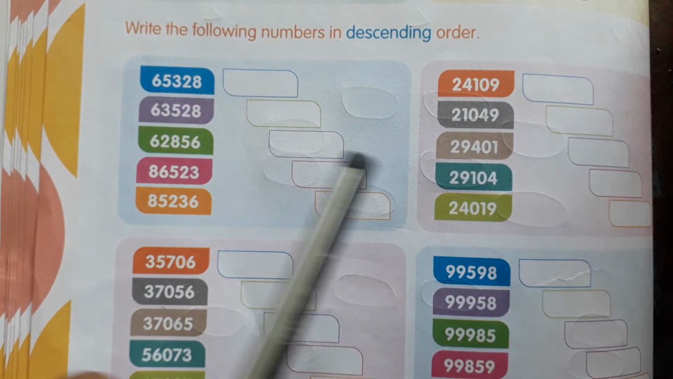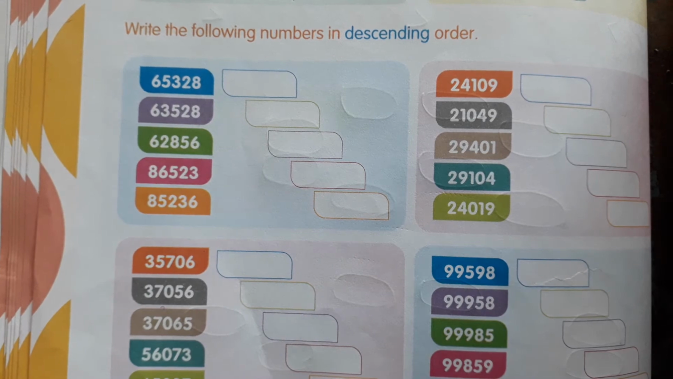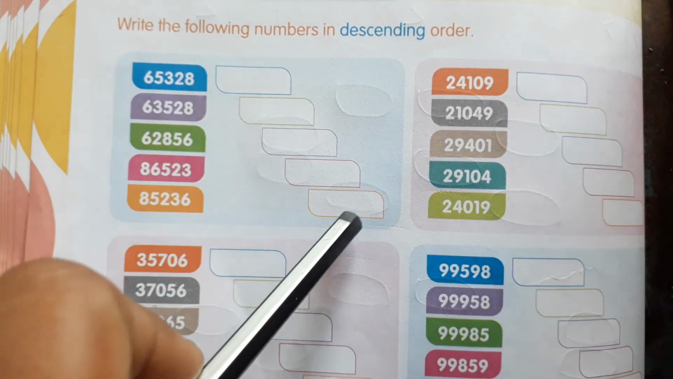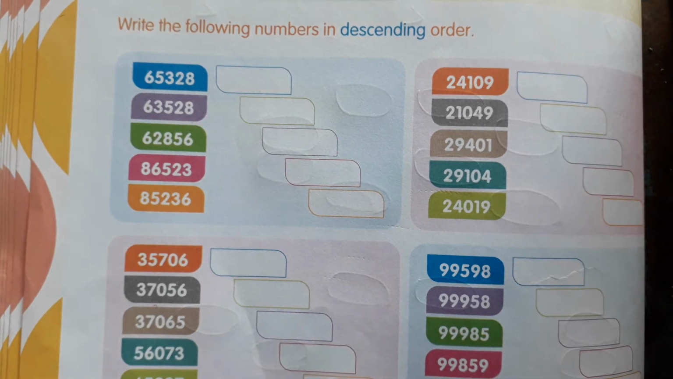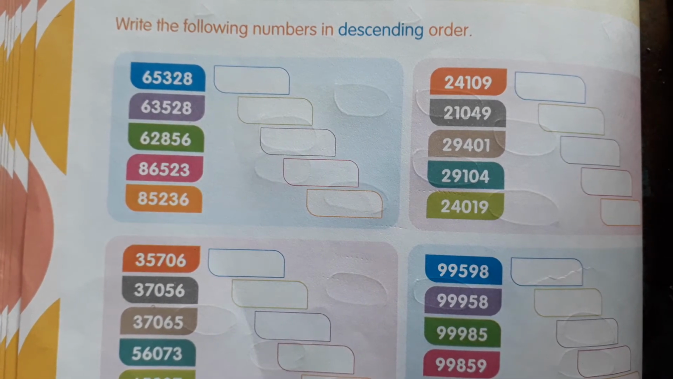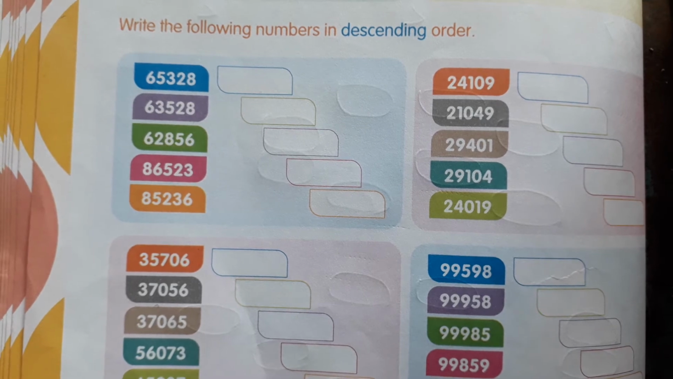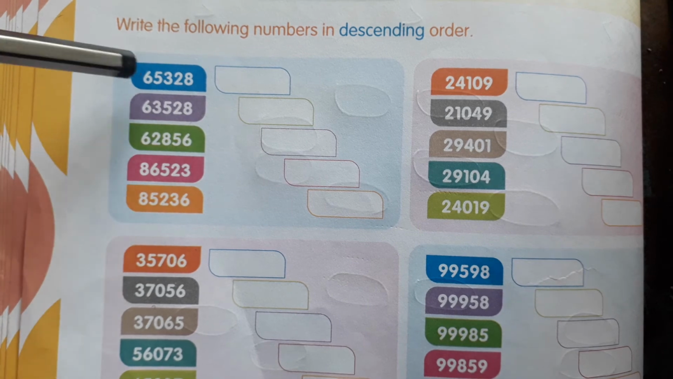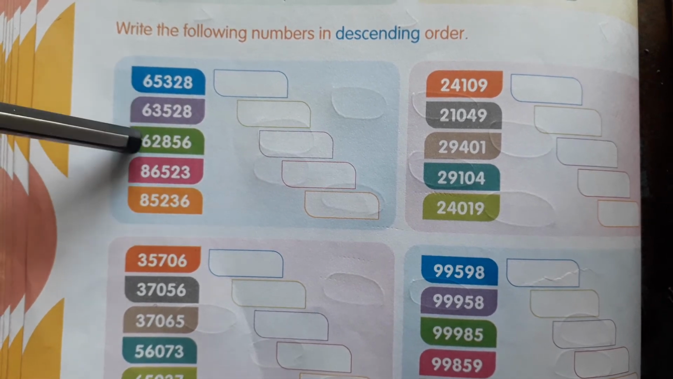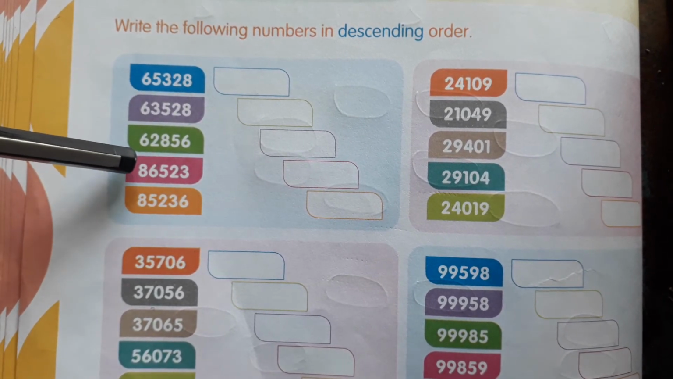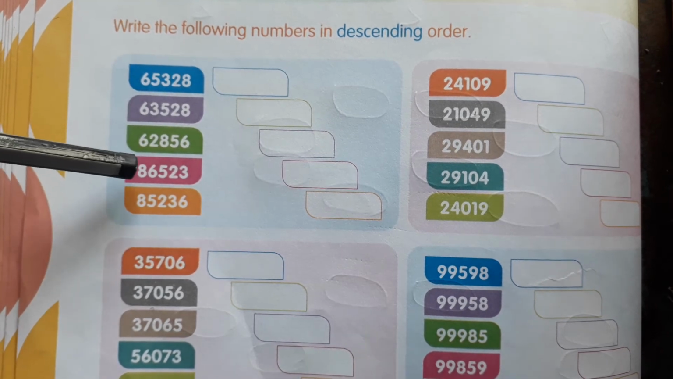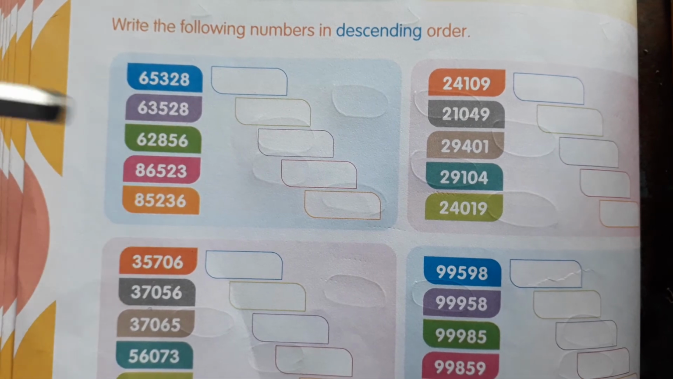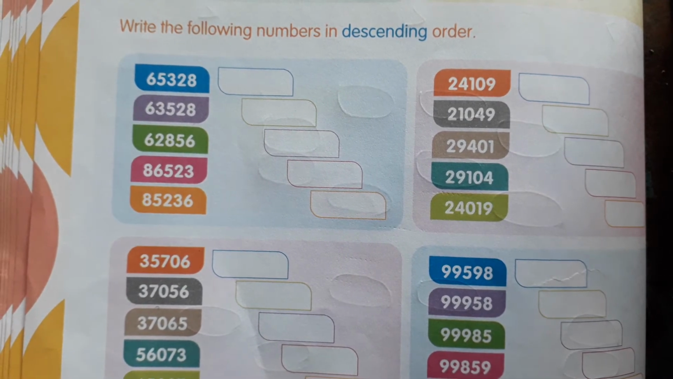Write the following numbers in descending order. Descending order means biggest to smallest. The reverse order of ascending order is the descending order. So here first you have to write the biggest number. So compare the digits, children. 6 is in these 3 numbers and 8 in these 3 numbers. So compare the thousands place in these 2 numbers. 6 and 5. 6 is the bigger number.